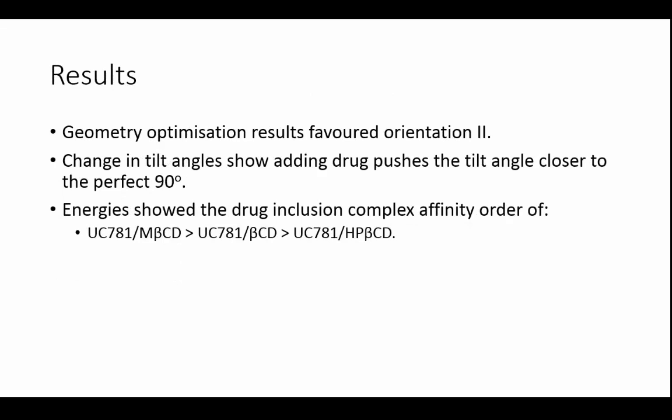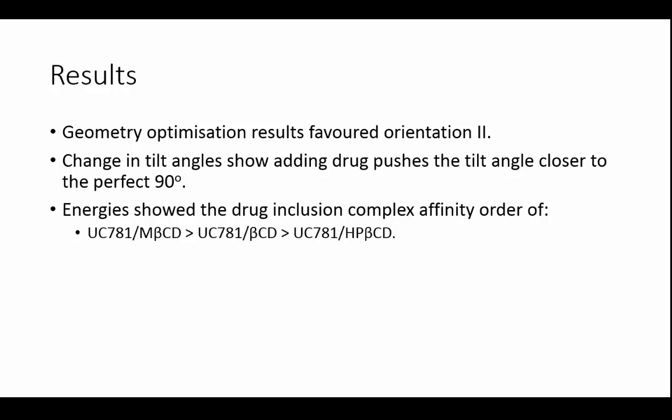The optimization showed the second orientation was correct, as it is known that the cavity had a radius of 3 angstroms, and therefore distances further than that would have shown the molecule was not included in the cavity, which was the case for all of the examples involving orientation 1. The tilt angles were pushed closer to the perfect 90 degrees when the drug was included in the cavity.